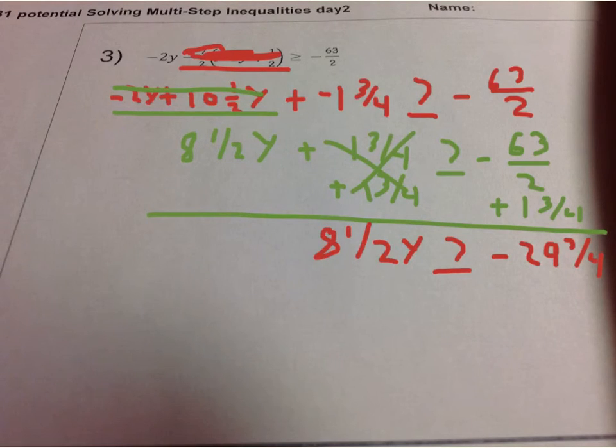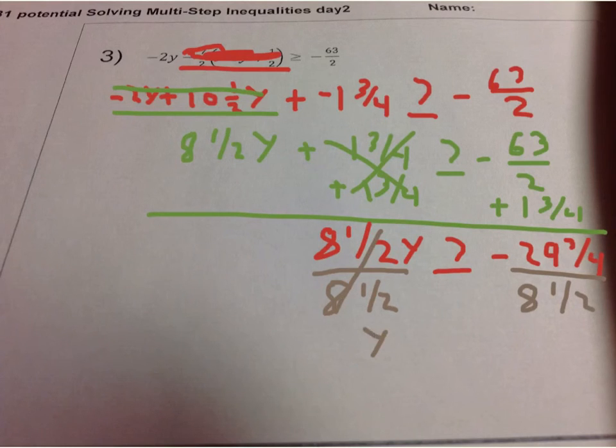Now you're down to a one-step equation. You have to get rid of this multiplication, so you divide by what's being multiplied. In this case, it's 8 and 1/2. You're not dividing or multiplying by a negative, so you don't flip the sign. These cancel out, and you're left with y is greater than or equal to a negative, because you have one negative and one positive, so your answer is going to be negative. When you do that, you get negative 3 and 1/2.